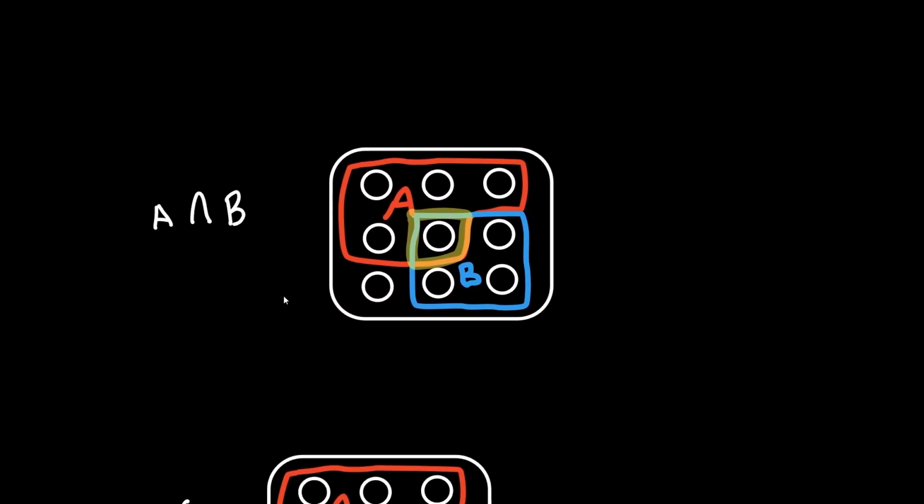The next operation is the intersection operation. This operation finds the common elements between the two events or subsets. In our example, the intersection of events A and B would result in one pebble, which is common to both events.